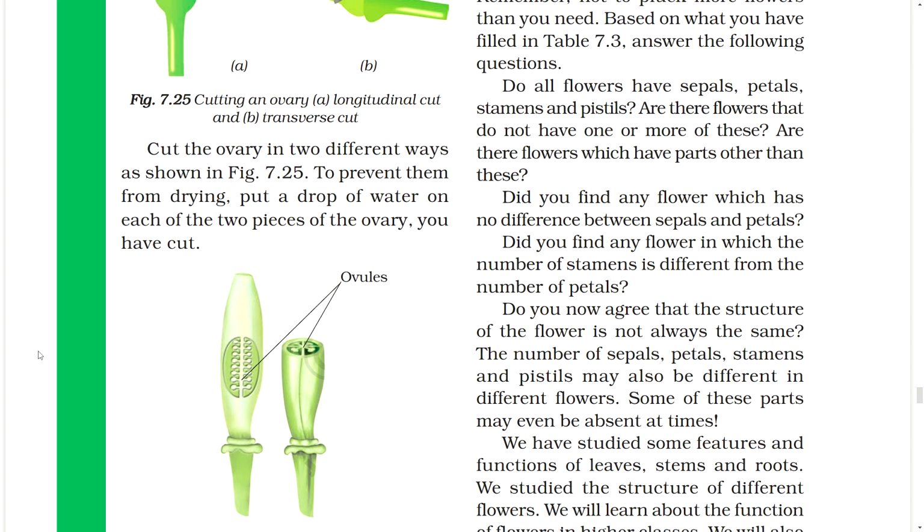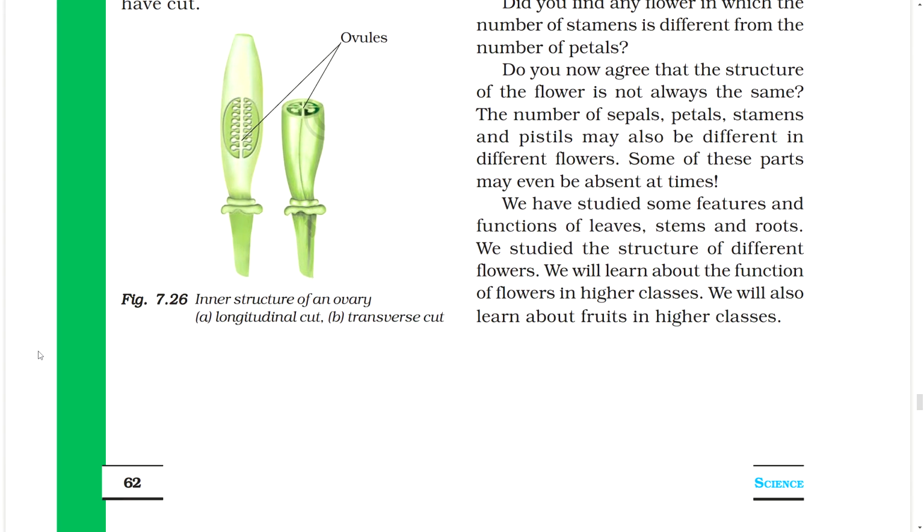Do you now agree that the structure of the flower is not always the same? The number of sepals, petals, stamens, and pistils may also be different in different flowers. Some of these parts may even be absent at times. We have studied some features and functions of leaves, stems, and roots. We studied the structure of different flowers. We will learn about the function of flowers in higher classes. We will also learn about fruits in higher classes.